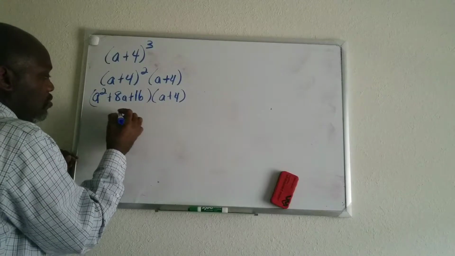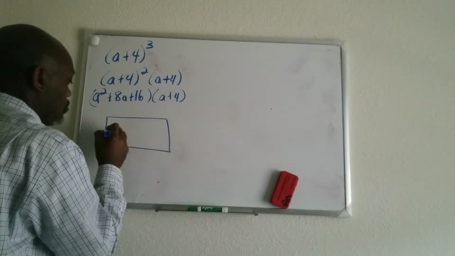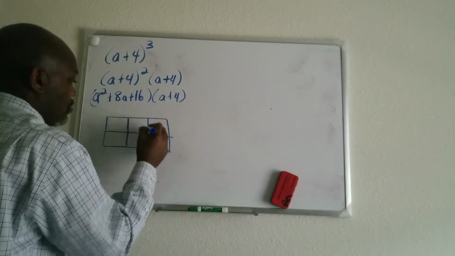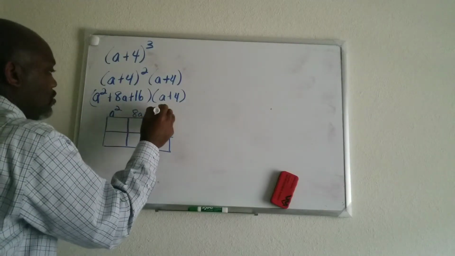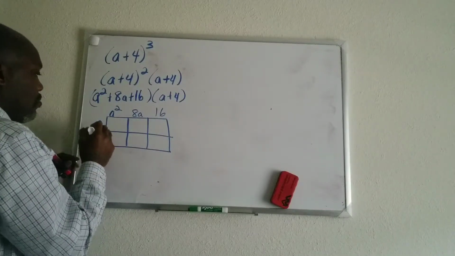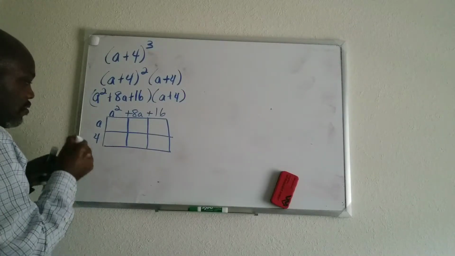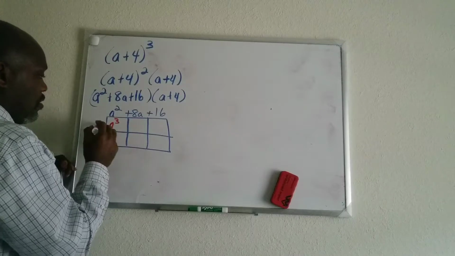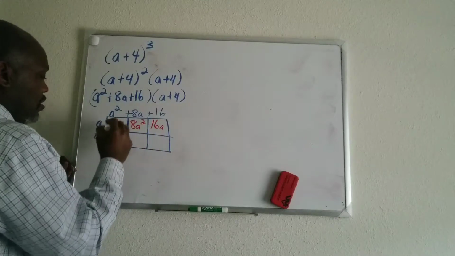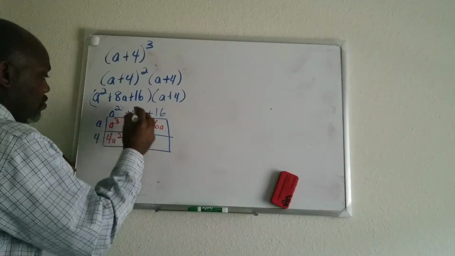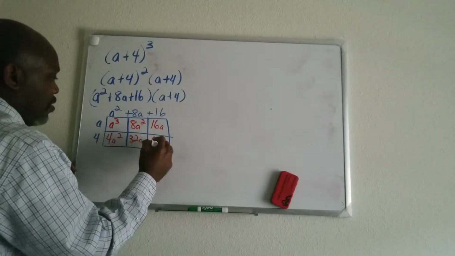And so what I'm going to do is the box model. So it's going to be a 3 by 2 or a 2 by 3. So a squared, 8a, 16, and then a plus 4. And then I solve it. This is a to the third. This is 8a squared. This is 16a. This is 4a squared. This is 32a. And then 16 times 4 is 64.